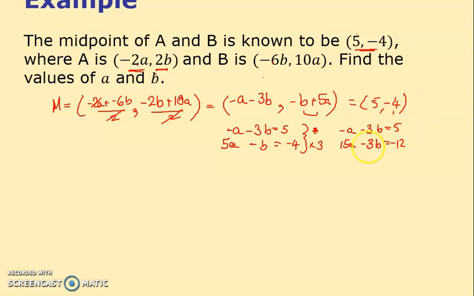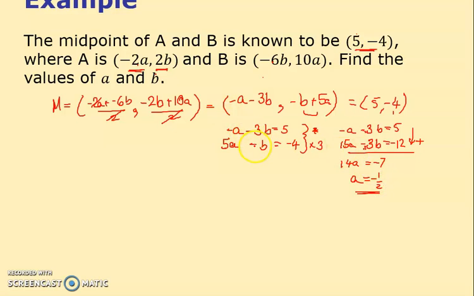And there's a rule that basically says if the signs are the same, or the things you're trying to get rid of, add them together. So we're going to add these together. 15a plus a minus a is 14a. Minus 12 plus that 5 is minus 7. I reckon a is minus a half.